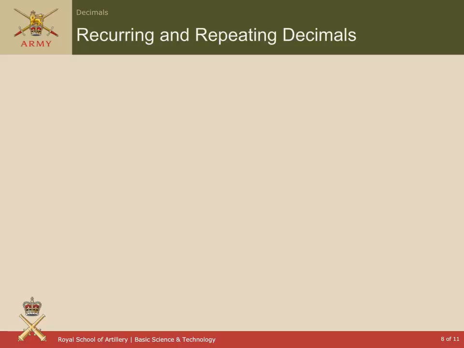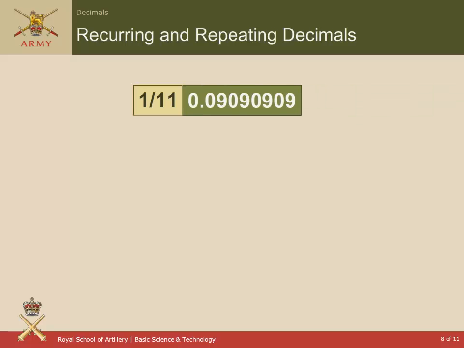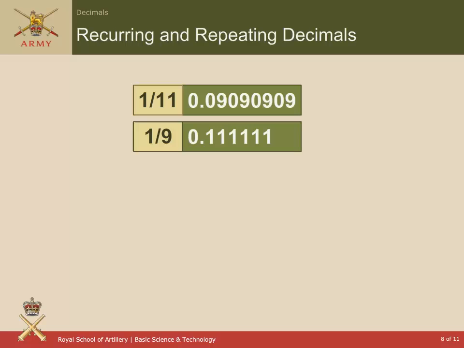Unfortunately, some fractions do not convert to nice finite decimals. We have what are known as recurring and repeating decimals. 1 over 11, for example, converts to 0.09090909, and it can go on as long as you wish, all the way to infinity. 1 over 9 is similar, 0.11111, all the way to infinity.